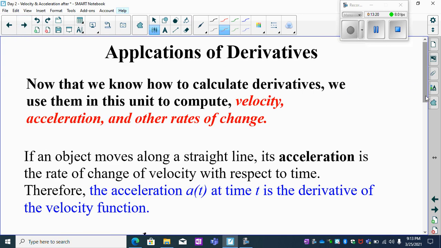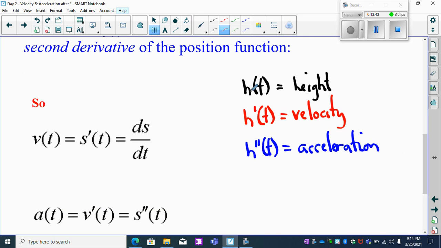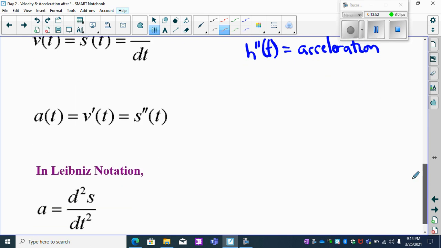The next little bit is where we get into acceleration. Okay, the acceleration function is the derivative of the velocity function. Well, if the velocity function is the derivative of the position function, and the acceleration is the derivative of velocity, we can infer that acceleration is the second derivative of the position function. So it kind of looks like this. If you have h of t equal to height, h prime of t is the velocity, h double prime of t is the acceleration. Leibniz notation looks like this. Acceleration is the second derivative of position with respect to time. Okay?